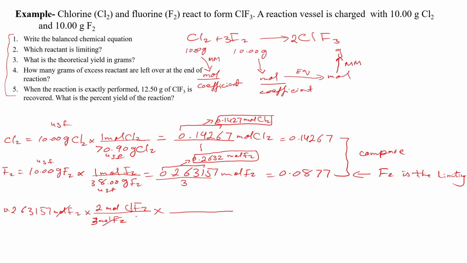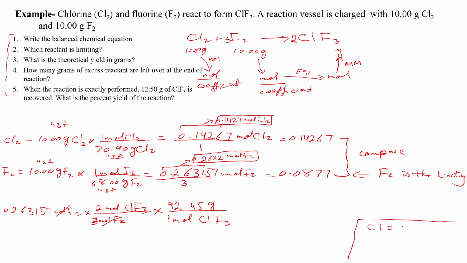Next step is to convert moles of chlorine trifluoride to grams of chlorine trifluoride with the help of the molar mass conversion factor. So 1 mole of chlorine trifluoride is 92.45 grams, and you know how to find the molar mass. We did a lot of practice, but let's do one more time here how I did it.